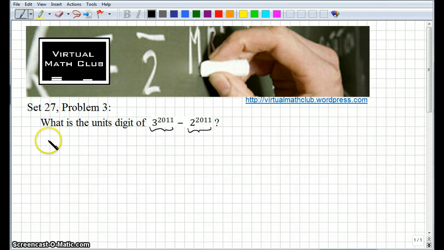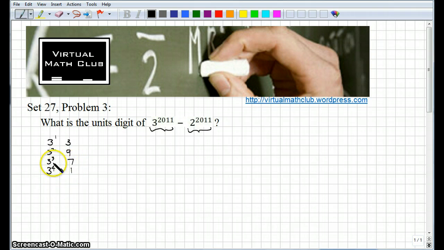So the first term has 3 to the 2011th, but let's look at 3 to the first power. The units digit of that is just 3, right? And 3 squared, the units digit is 9. And for 3 cubed, well, 3 cubed is just 27, so the units digit is 7. Now, 3 to the 4th, I know that's 81, because that's 9 times 9, so the units digit is 1.